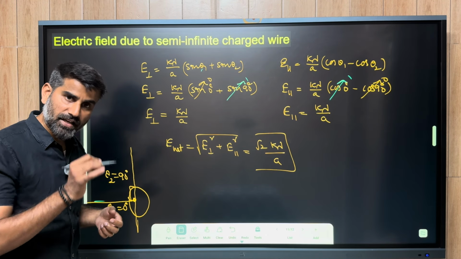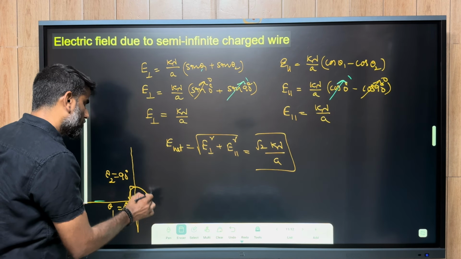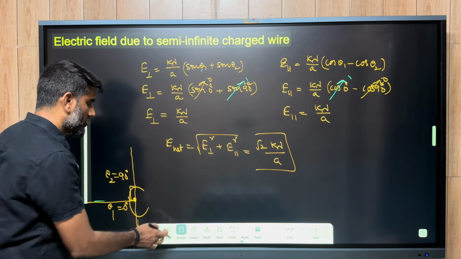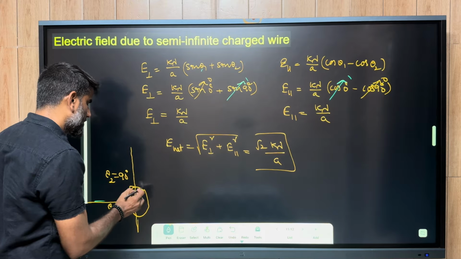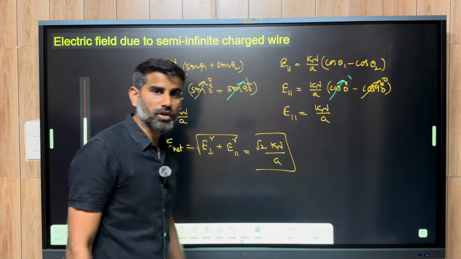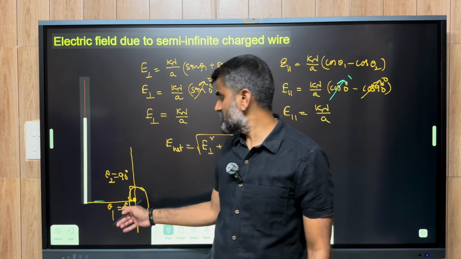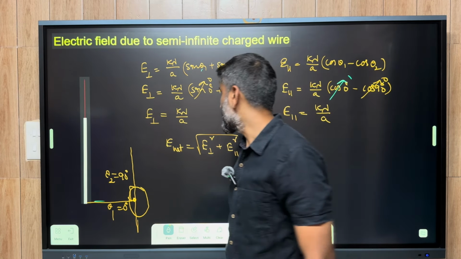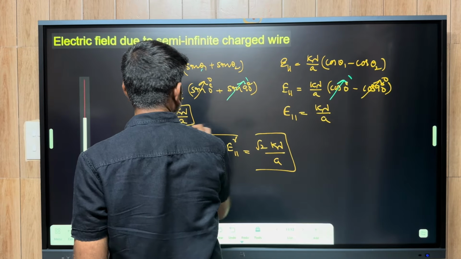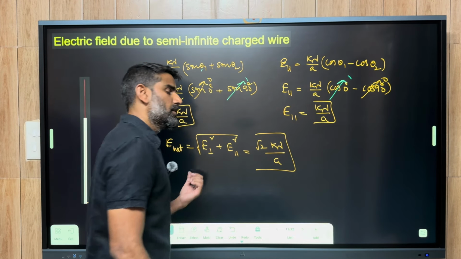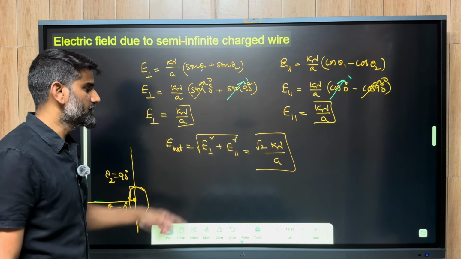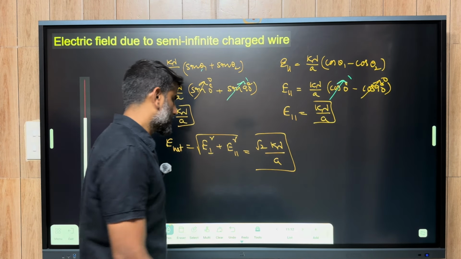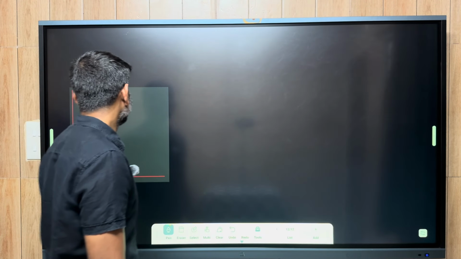Even if you want to measure the angle continuously until you reach the reference line again, you will get 360 degrees. You can use 0 degrees or 360 degrees, both of them will give you the same result. The result will be k lambda by a, and again k lambda by a. The net electric field at the given location is root 2 k lambda by a. Okay, let's look at the next example.